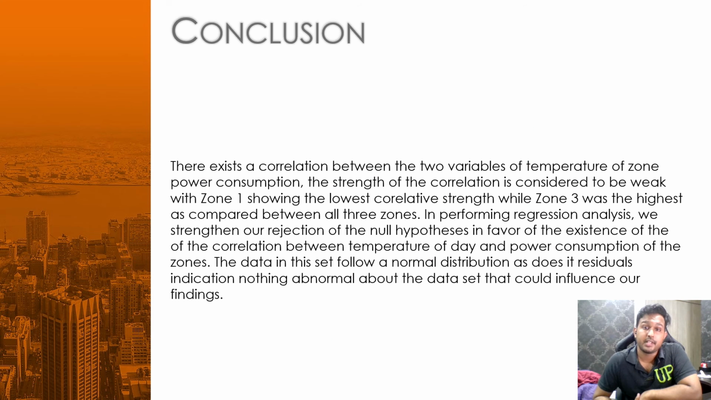In conclusion, we can say that there exists a correlation between the variable of temperature and power zone consumption. However, it is a weak relationship, and as we can see, zone 3 indicates a slightly better relationship. However, it is still low, and in performing the regression we can further strengthen our rejection of the null hypothesis. And with the normal distribution of the residuals in this data, it could also indicate to us that there is nothing abnormal about the data set that could influence our findings.